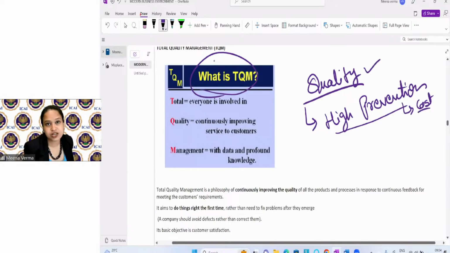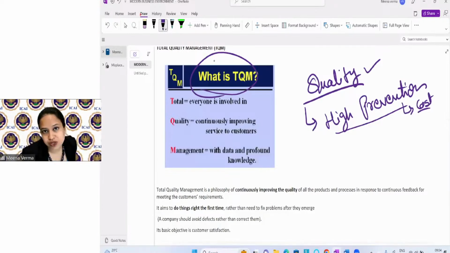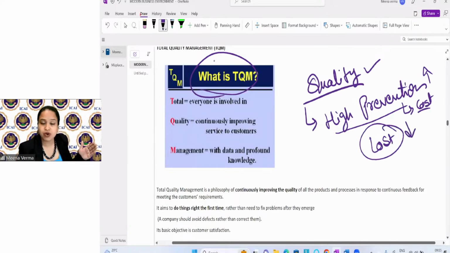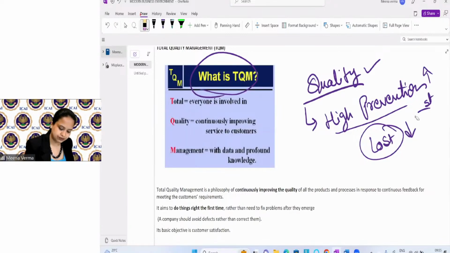We need a quality product because now the customer is king. We want to keep them happy, and to keep them happy, you always have to produce a quality product. So this is the priority, but we don't want to incur high prevention costs. Our focus is to have high prevention in the company at the least cost. We want to keep the cost less, keep the prevention high, and produce a quality product in the company.